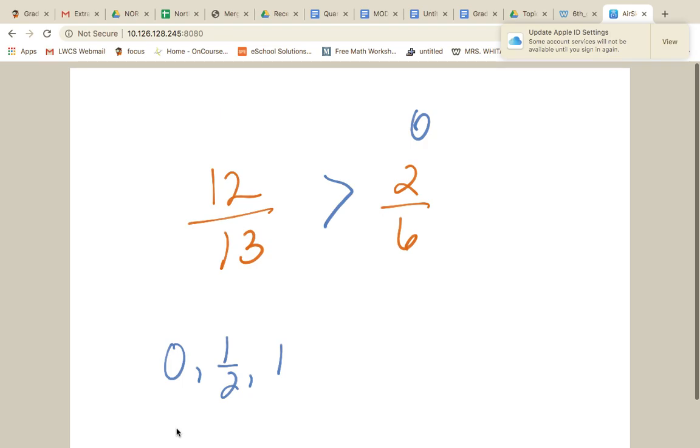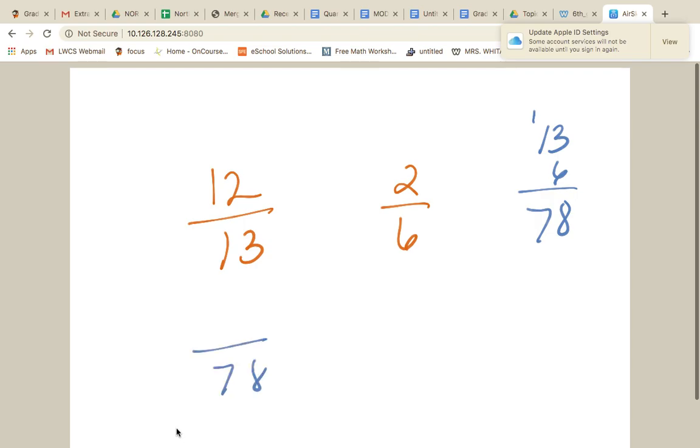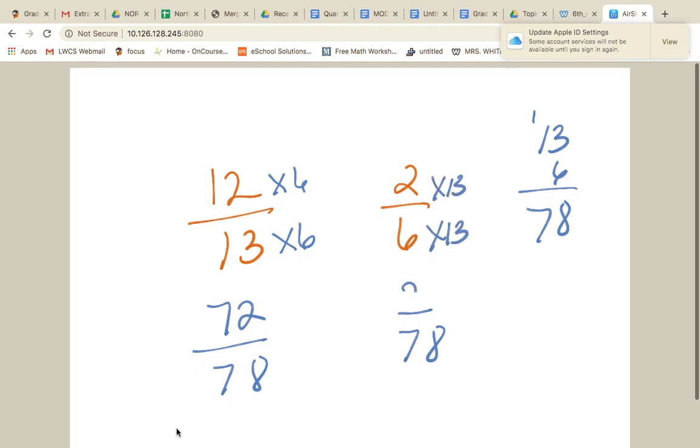Another strategy is you could do equivalent fractions, which in this case, I'd probably have to do 13 times 6 to get equivalent fractions. And that would give me 78, so I would make both these over 78. How did 13 become 78? Times 6. Do the same thing to the top, and I would get 72. How did 6 become 78? Times 13. And 2 times 13 is 26. So yes, again, 72 over 78 is greater, which means 12 over 13 is greater. That is doing the equivalent fractions strategy.